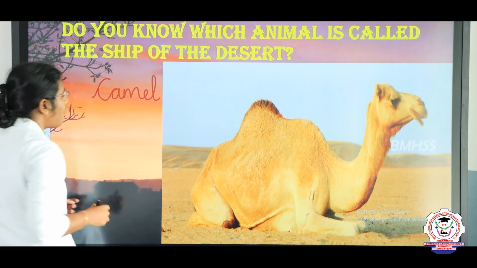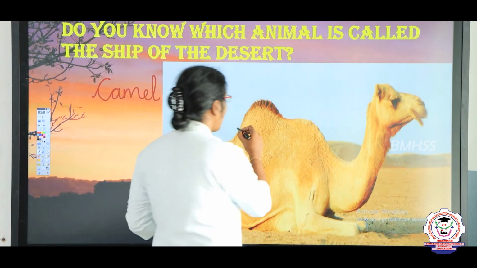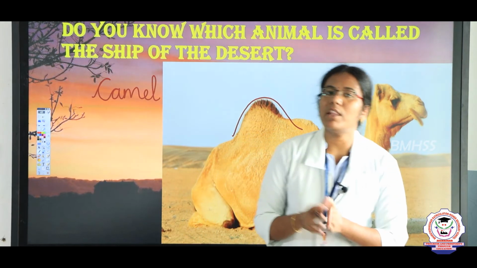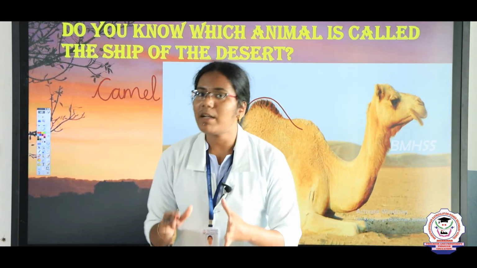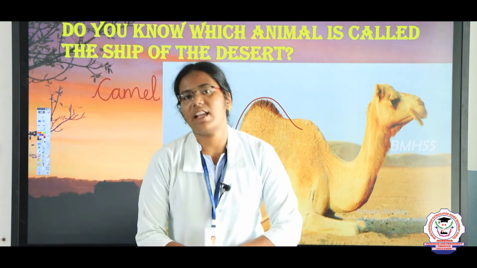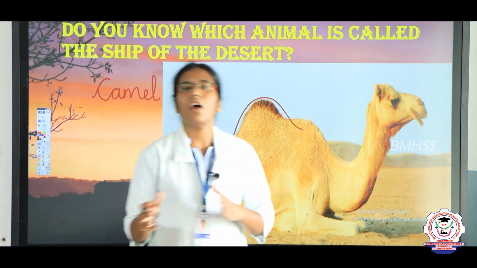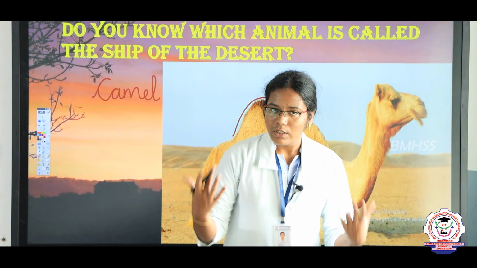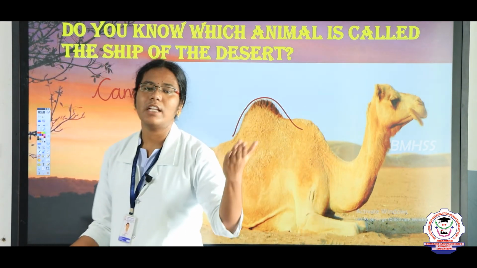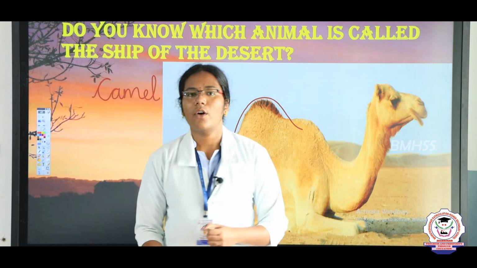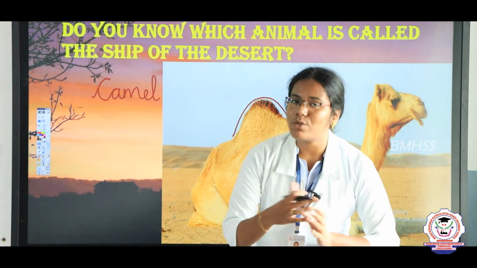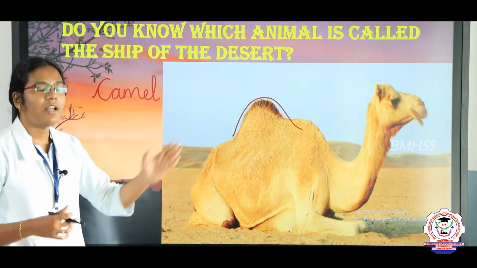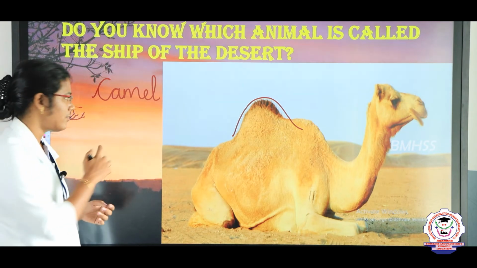Camel has a hump. In its hump, it stores a lump of fat. With the help of that fat, the camel can walk a long distance without water. This fat also provides nourishment to the camel to walk a long distance in the desert. So the camel has a hump in which it stores fat.